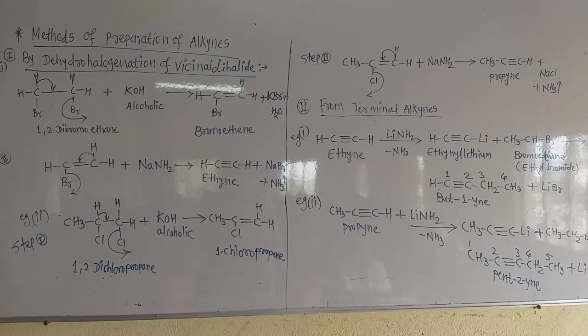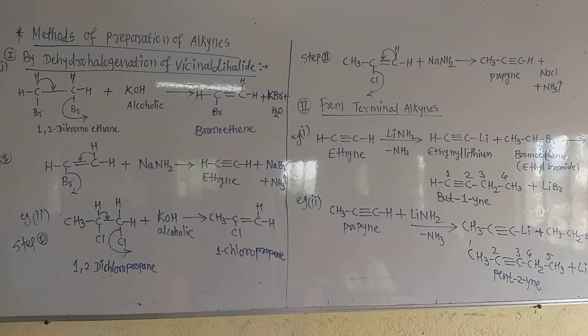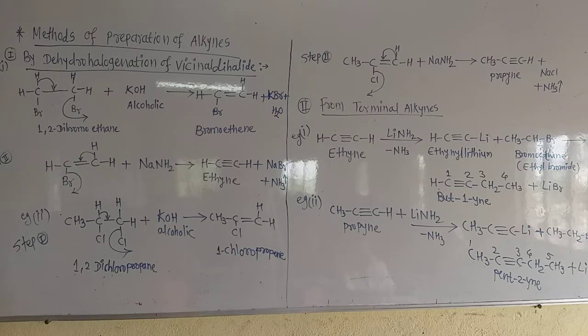De means to eliminate. And what is eliminated? Hydrogen and halogen atoms, HX. We eliminate the hydrogen and halogen atoms from the vicinal dihalide. Which are the vicinal dihalides? We know that if two halogen atoms are present on adjacent carbon atoms, that is neighboring carbon atoms, then those dihalides are called vicinal dihalides.